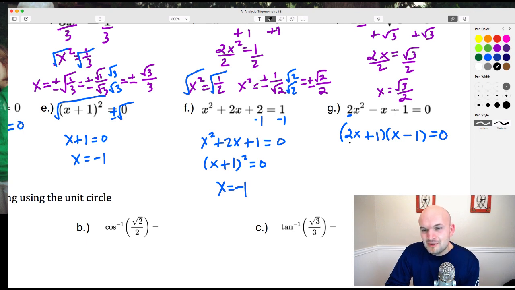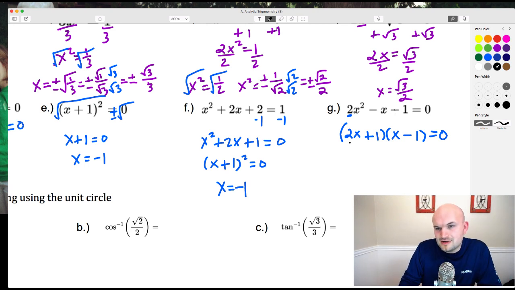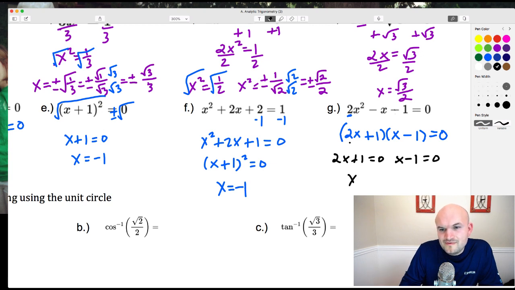So now when you go and multiply, the 2x times x is 2x squared. 1 times negative 1 is negative 1. And 2x times negative 1 is negative 2x. Plus 1 times x is going to be a positive x. So therefore that works. Then I can just go ahead and apply the zero product property. So 2x plus 1 equals 0, and x minus 1 equals 0. So therefore, x equals negative 1/2, and x equals 1.